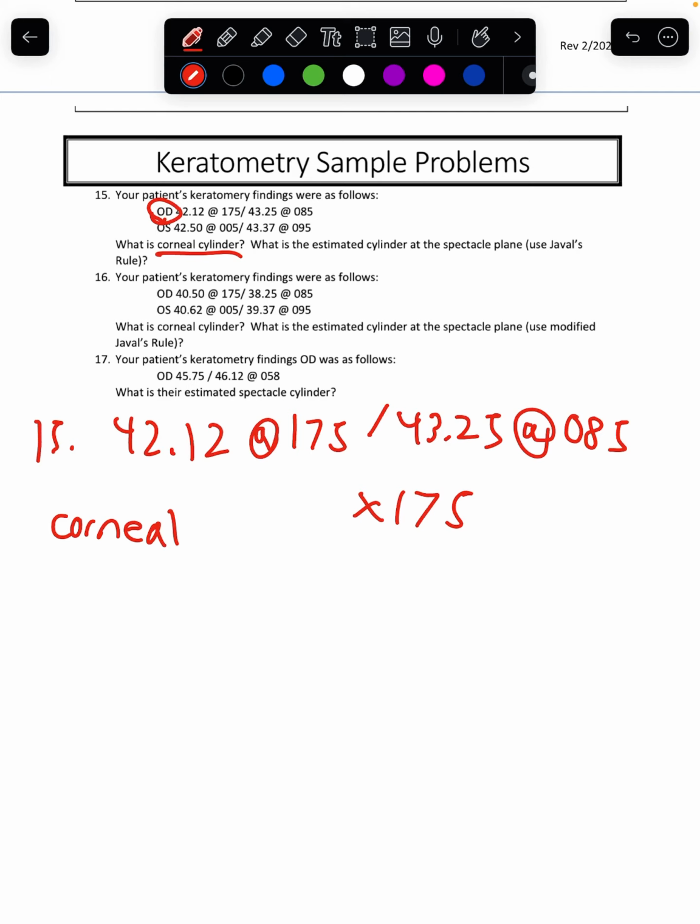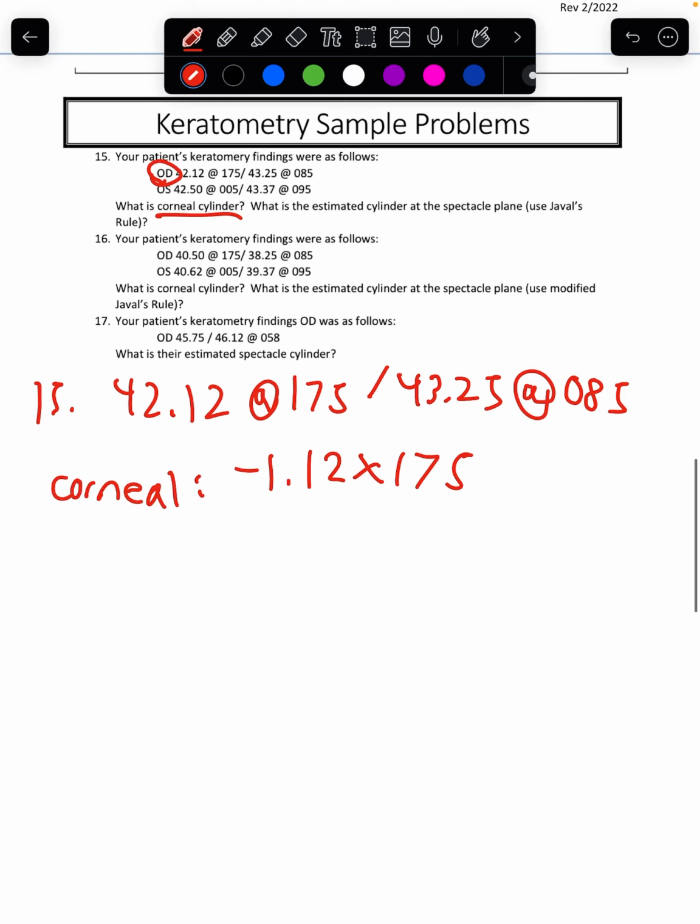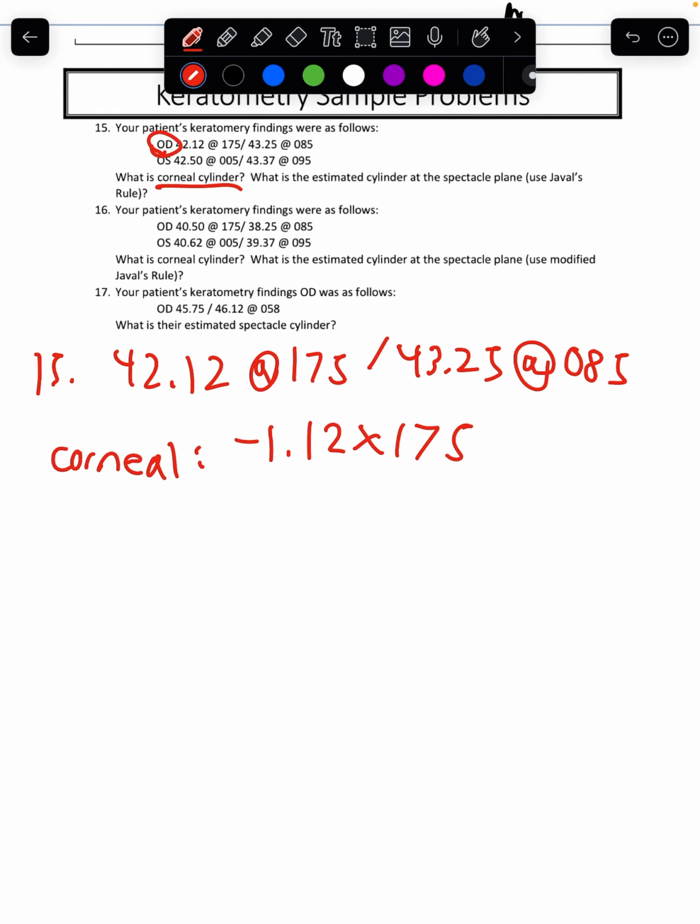So 43.25 minus 42.12 is 1.12, and it's a negative number, so negative 1.12. That's our corneal sill. Then it's saying what is our spectacle sill. So unless Dr. Nyman specifies, we're using modified Duvall's rule. This question is asking us to use Duvall's rule.